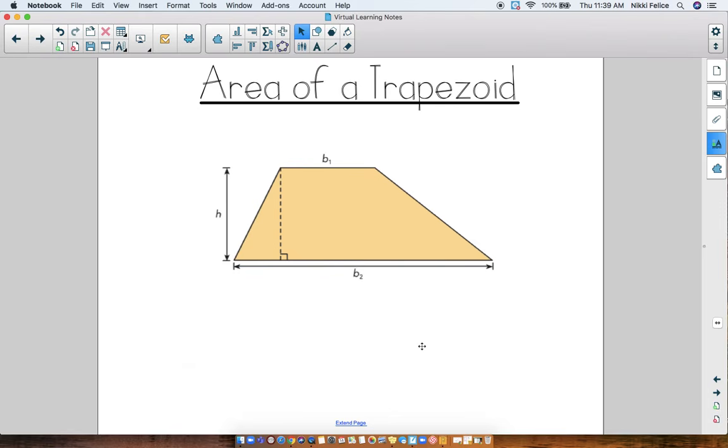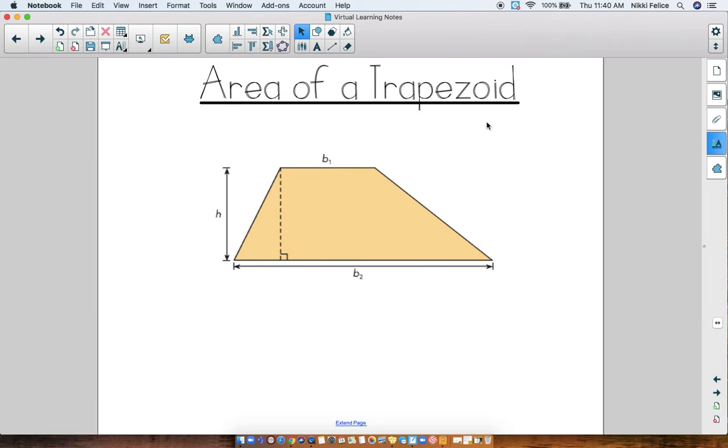So a trapezoid, it's kind of a combination between a rectangle and a triangle because two of the sides are straight. They're not the same length though. They're not congruent. And the other two sides are slanted. And then of course we have our height, which is a straight line straight from base 1 to base 2. Sometimes it's drawn inside, sometimes it's drawn outside.